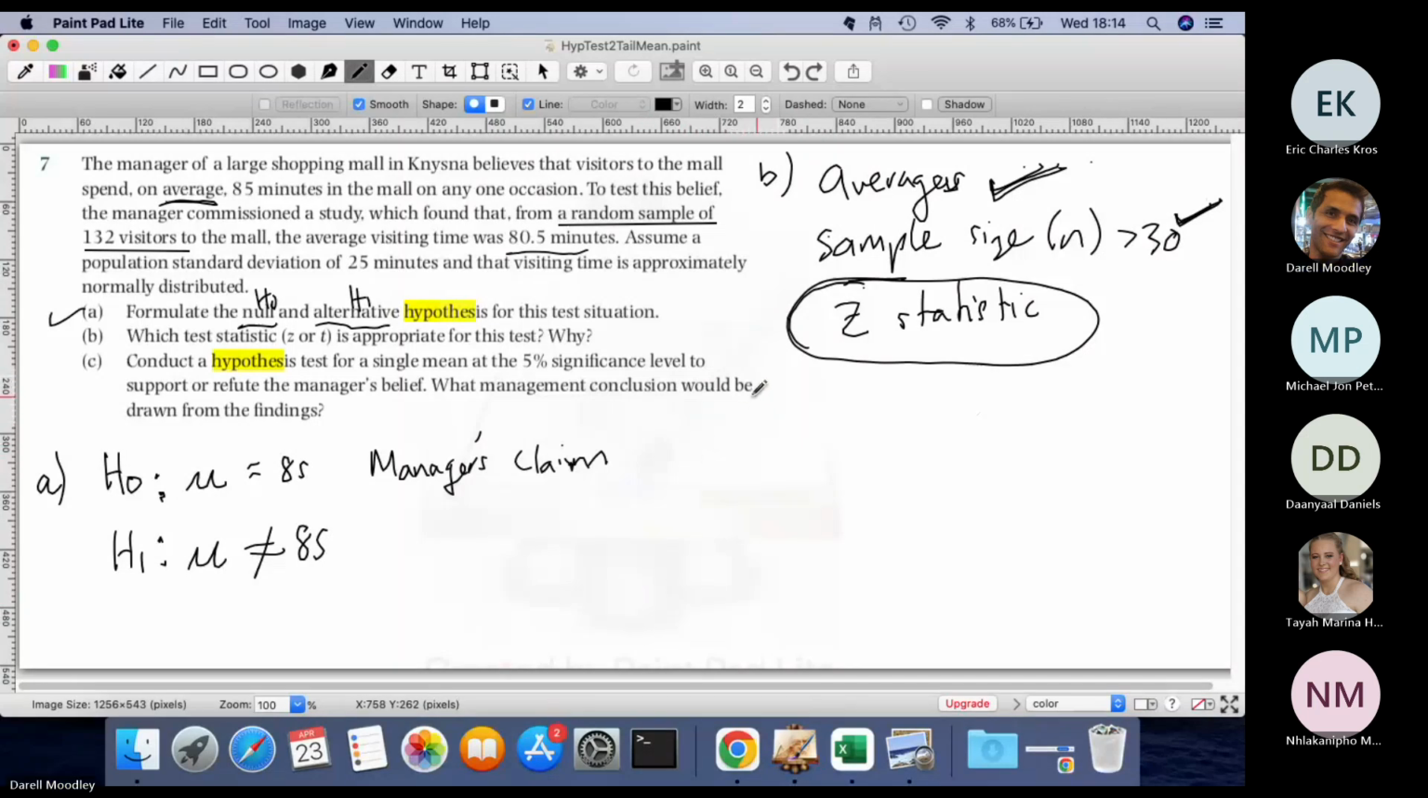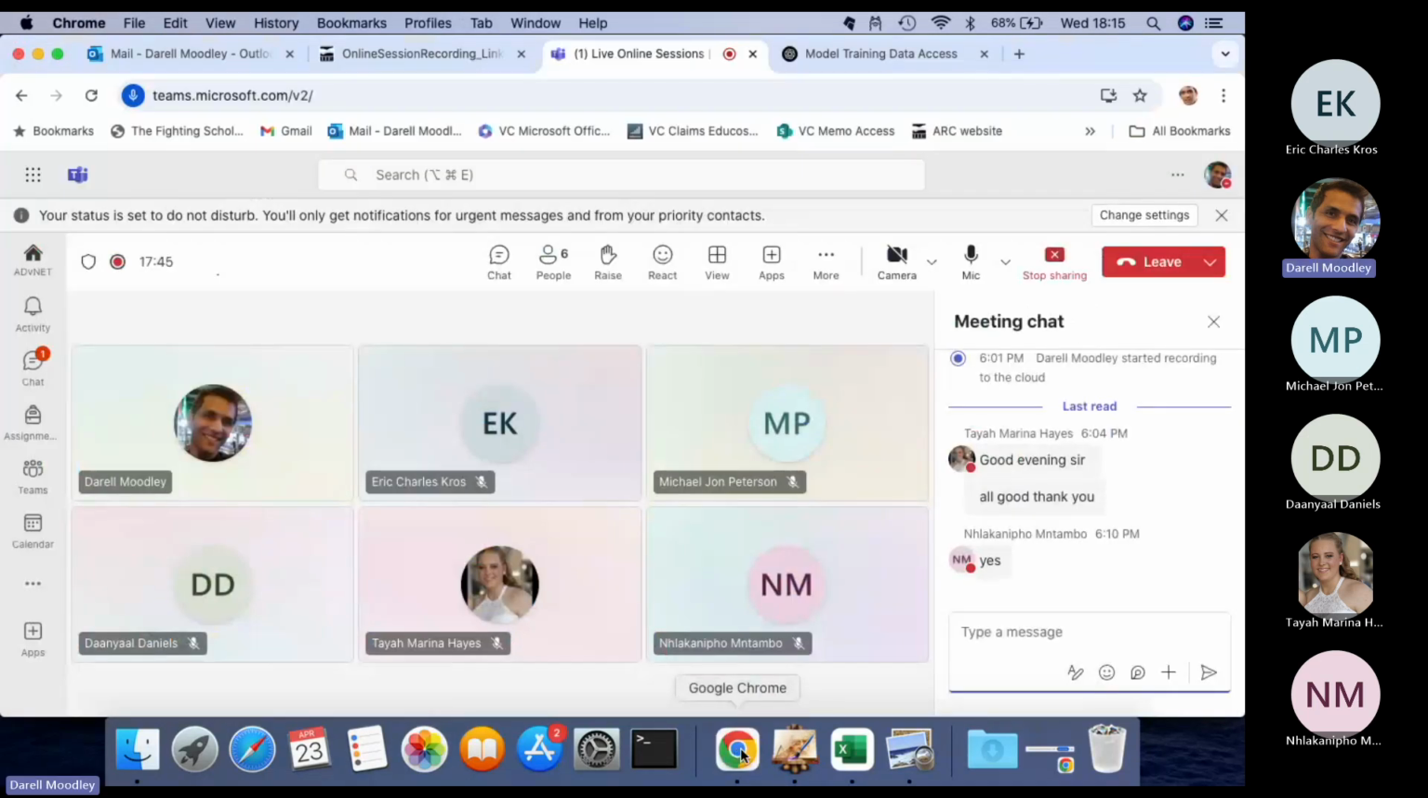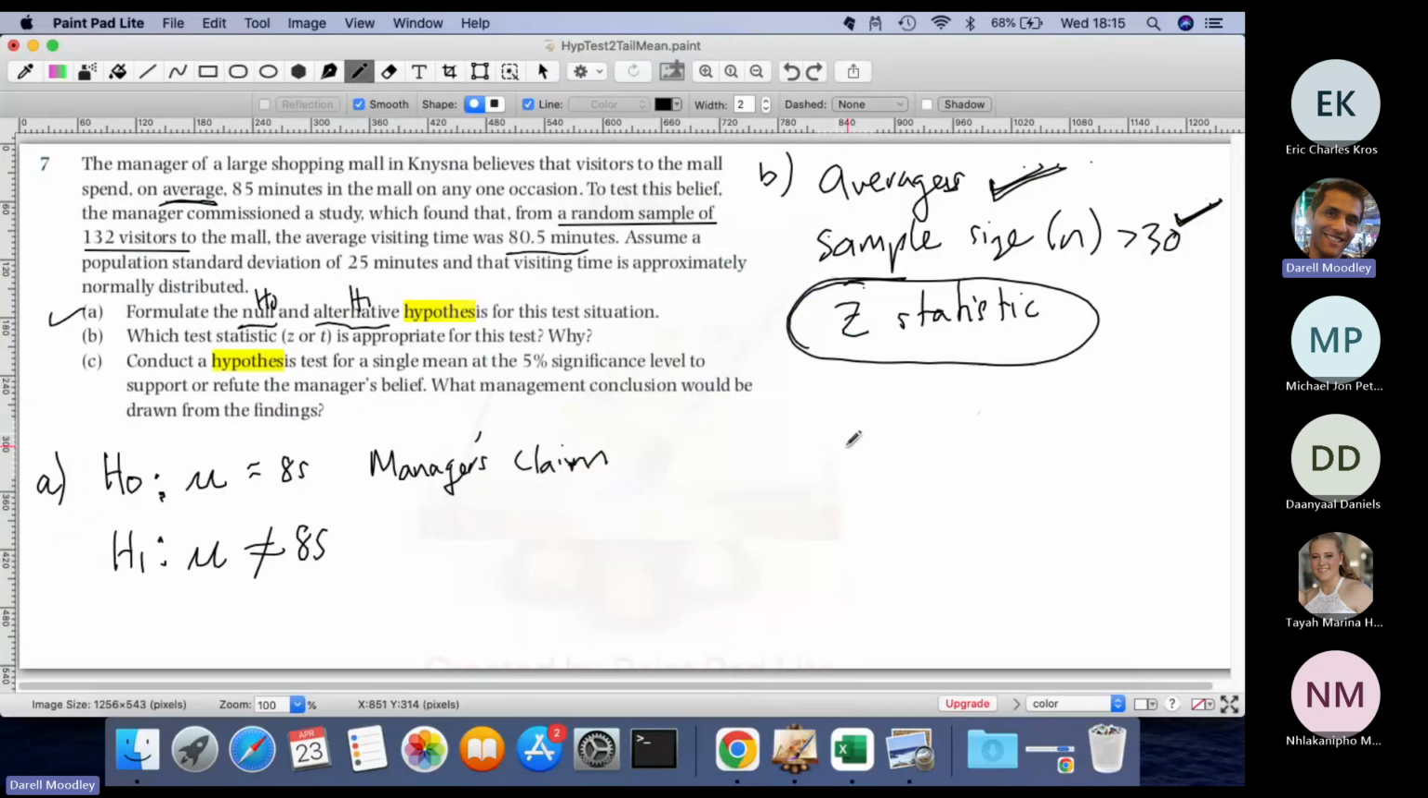So that's the answer for question B. We'll talk about the T statistic in the next problem, but that's right now. Okay, so question B, we use the Z statistic. Now, question C is the bulk of this question, and that's where you're going to score the most marks. It's going to be a lot of calculations and interpretations, but it's the bulk of your workings for this question.